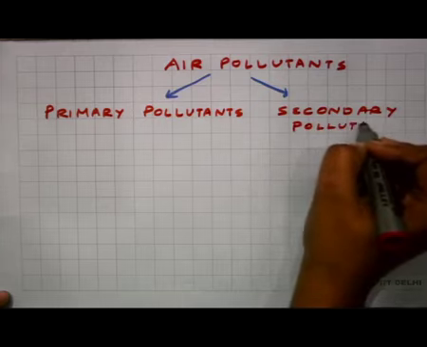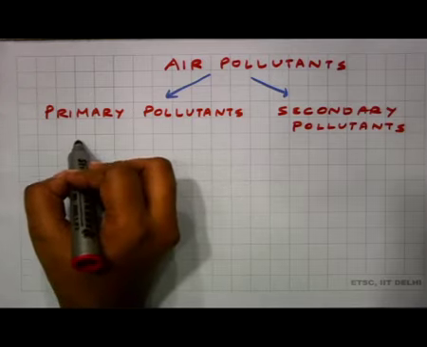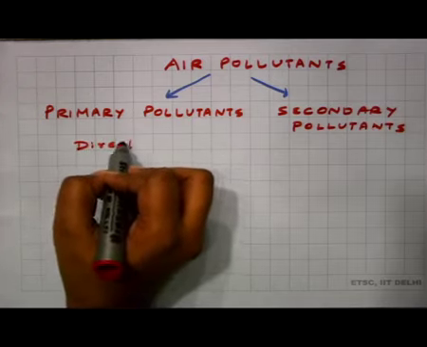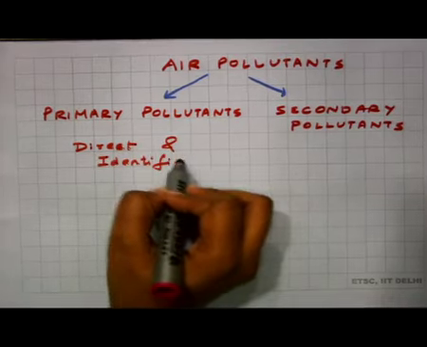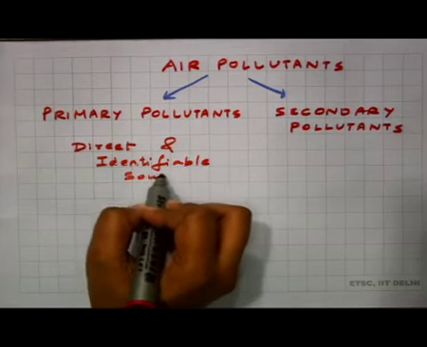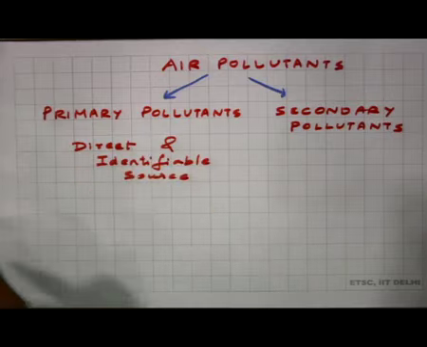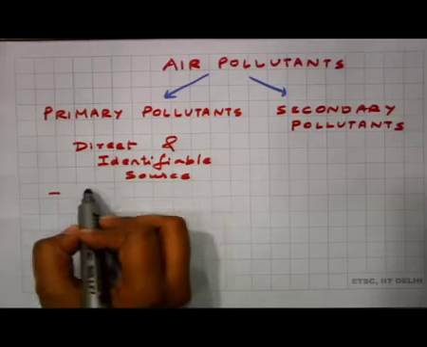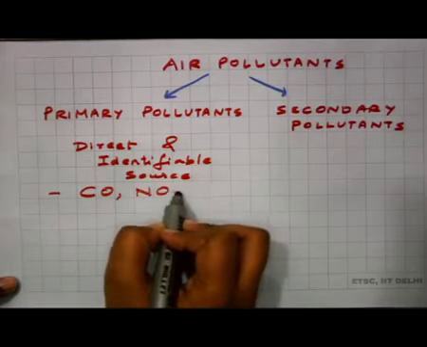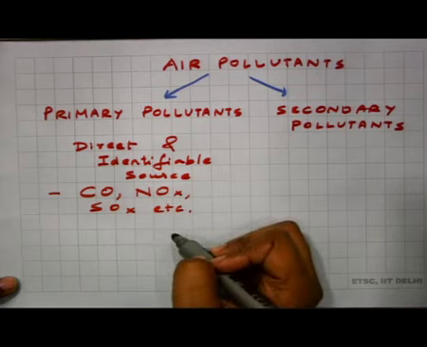So, what is the difference between them? The primary pollutants are the one which has a direct and identifiable source, such as in the case of fossil fuels. We know that the fossil fuels are being burned and all the industries, thermal power plants, they are using fossil fuels for their energy, and this leads to the emission of carbon monoxide, nitrogen oxides, sulfur oxides, etc. All these are the primary pollutants.